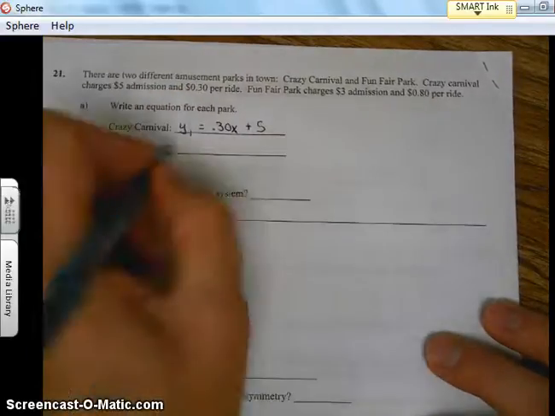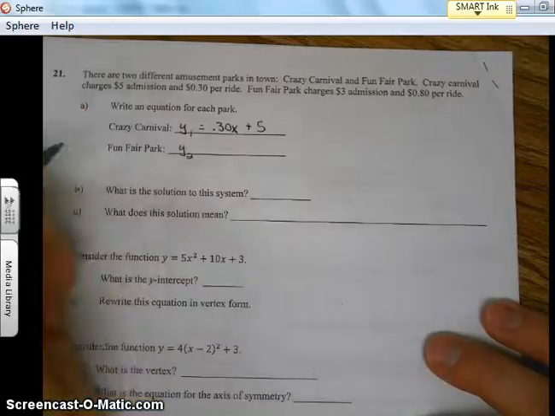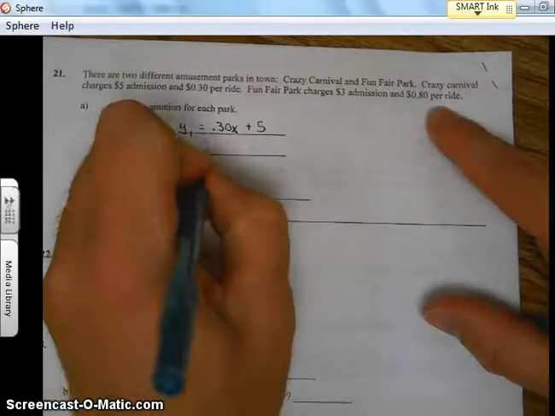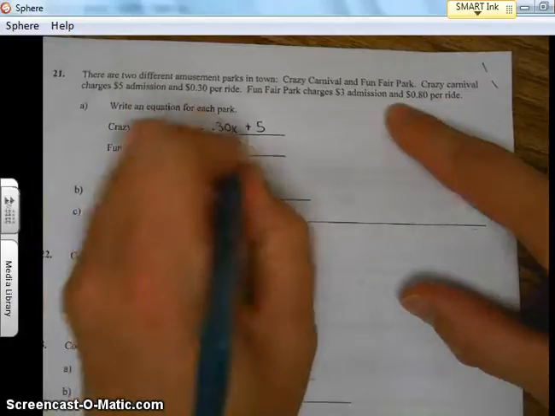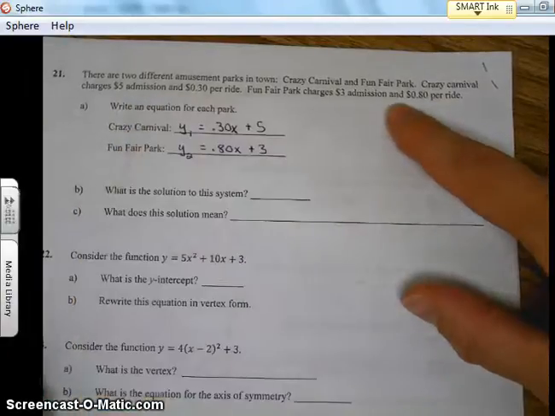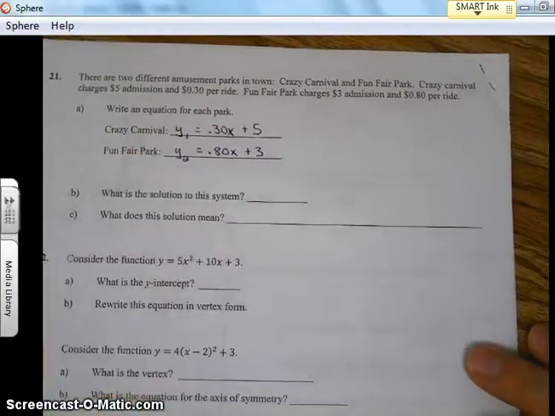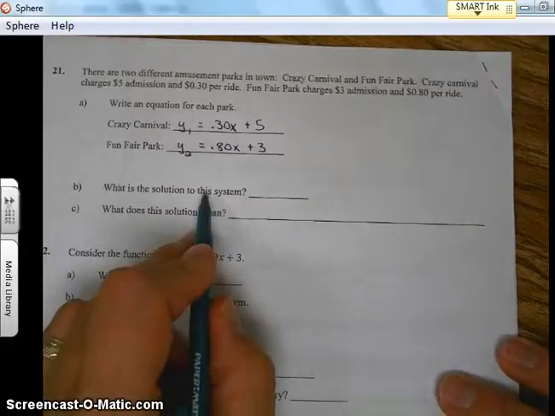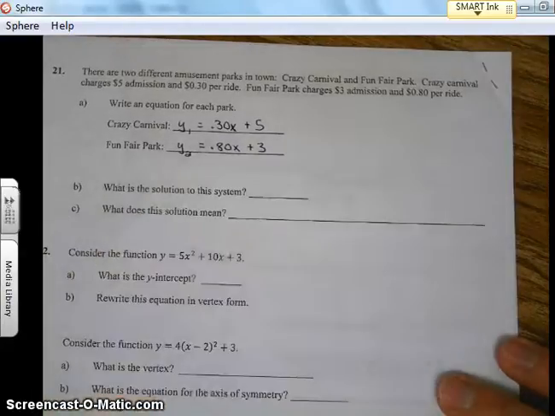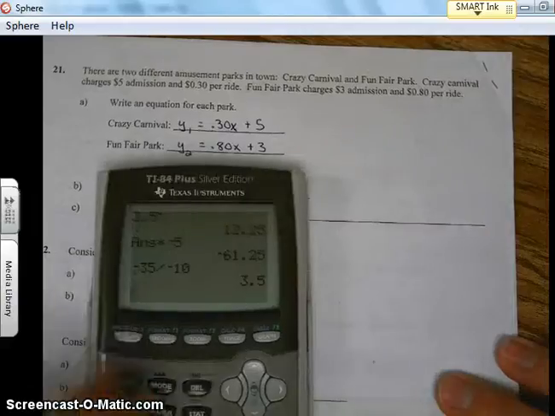Funfare, my second equation, 80 cents per ride. That's our slope, the rate of change. And $3 for admission. So we have a nice system of equations. It says, what is the solution to this system? Well, basically we want to know where these two lines intersect.